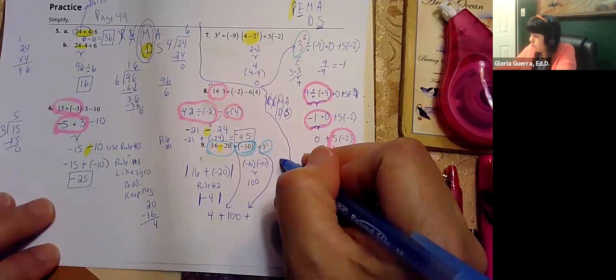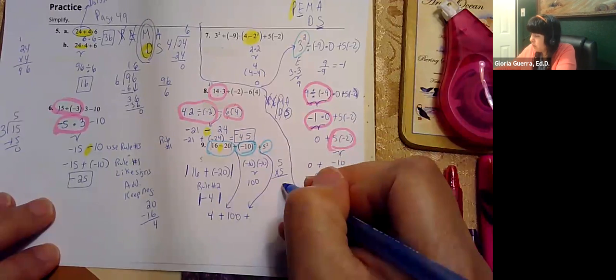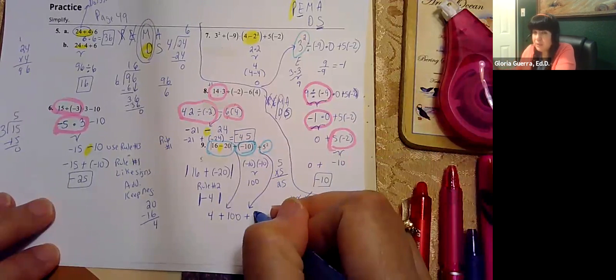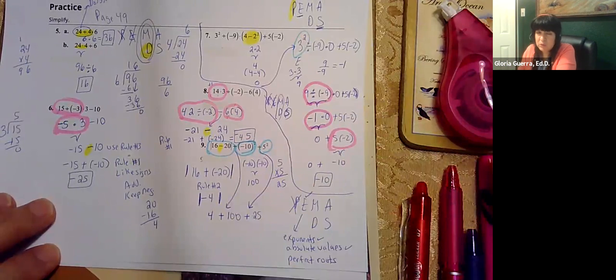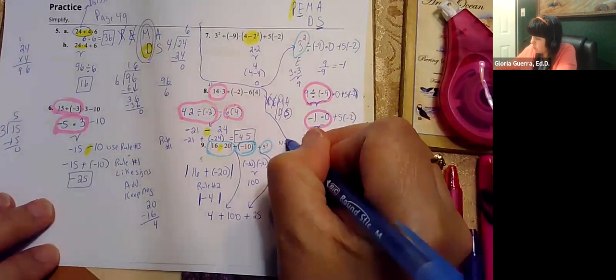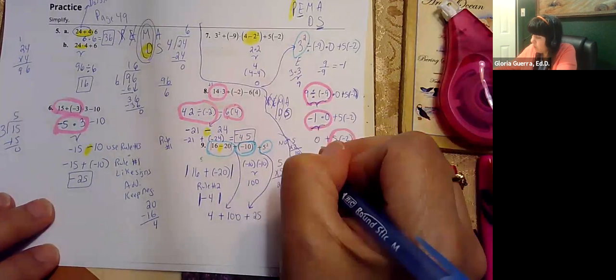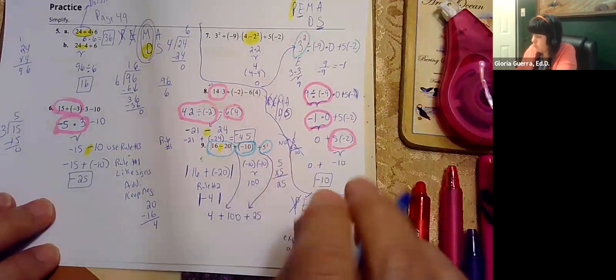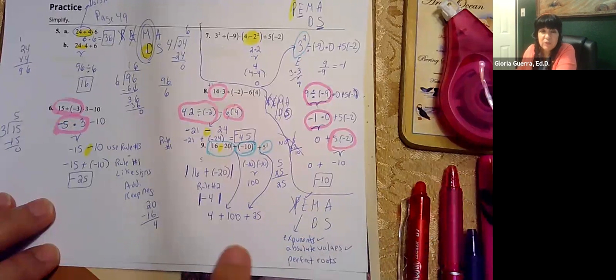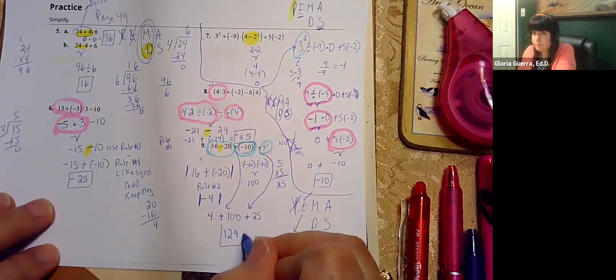5 squared means 5 times 5, and that's 25. It does not mean 5 times 2, which is 10. Not that, but 5 times 5, which is 25. And now you're just adding everything up. If you add all those up, that's going to give you 129.